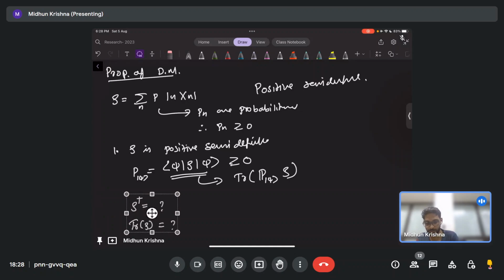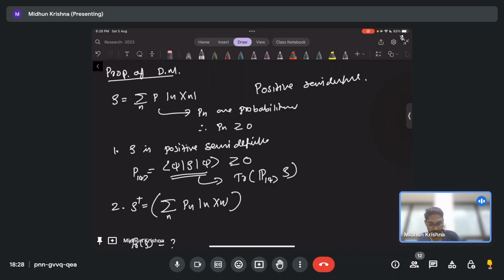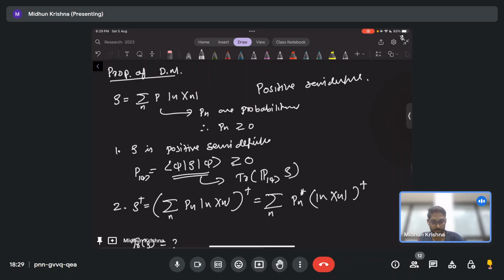Now let's look at the second one. If I take rho dagger, what happens? Rho is the sum over n of Pn times |n><n|, where Pn's are probabilities, so they're real numbers. Dagger of this is the sum over n of Pn dagger, which is Pn star, the complex conjugate of Pn, times |n><n| dagger. If I have a number a plus ib, dagger of that is a minus ib, which is nothing but the complex conjugate that we are usually used to.